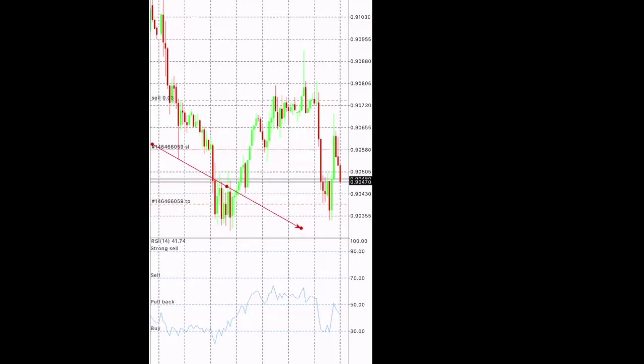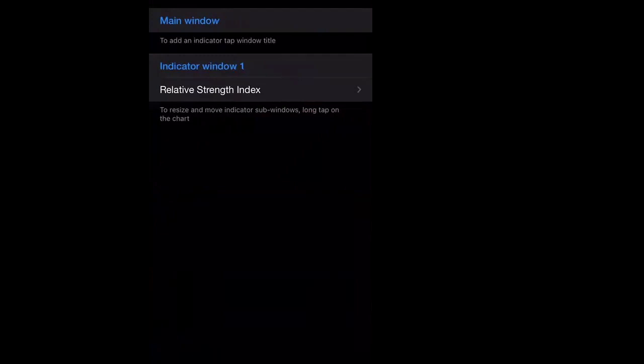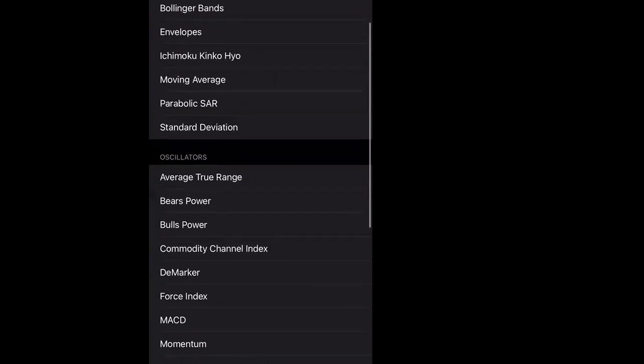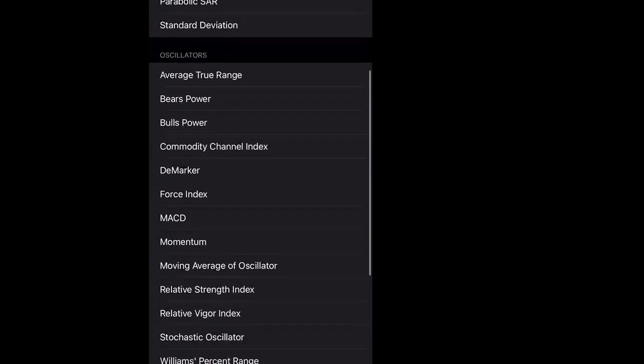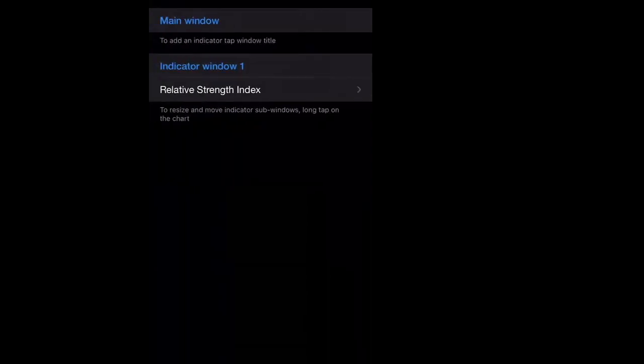To add these indicators, you'll use this F in the middle of my screen. You'll click on it and then click on indicator window number 1. And you can add anything, right? There are many different indicators that you can add. The one that I chose is the relative strength index. Once you have your relative strength index, it'll pop up here, and you want to edit it.